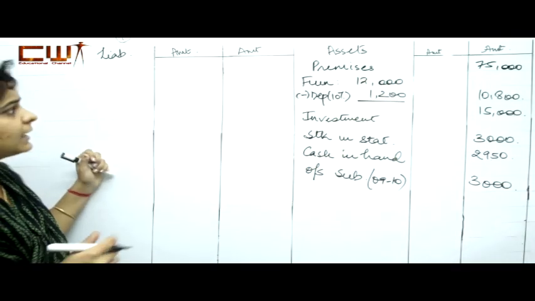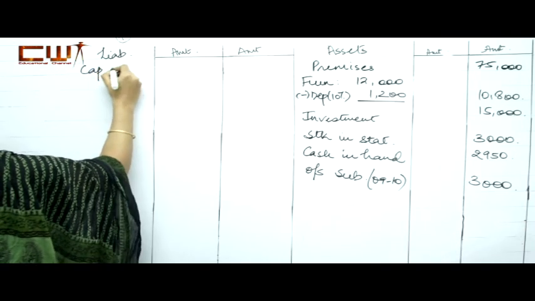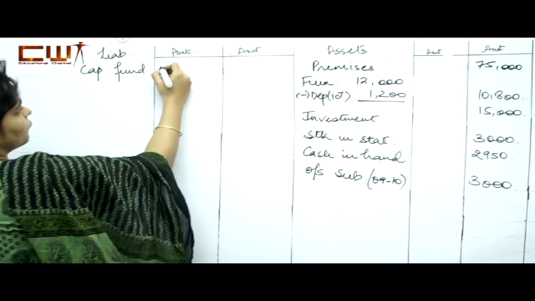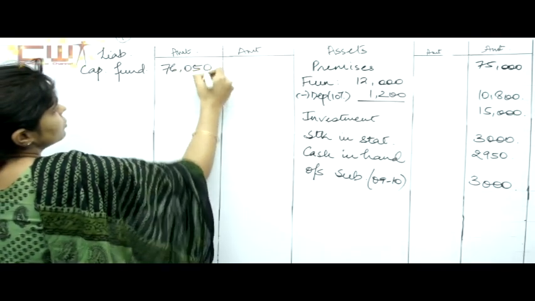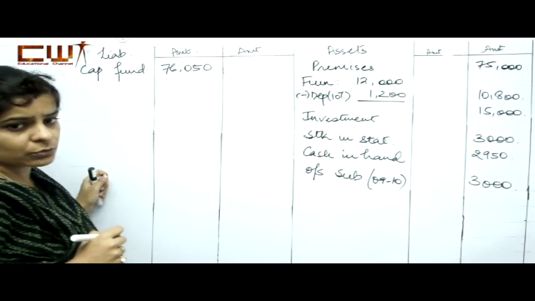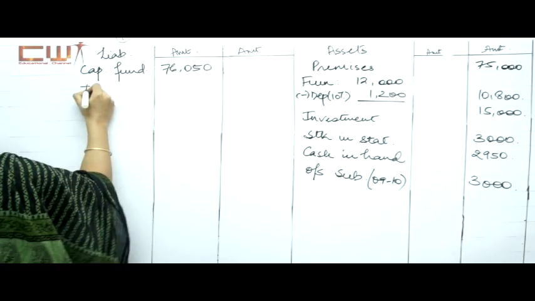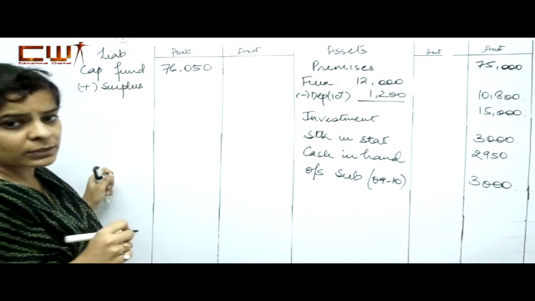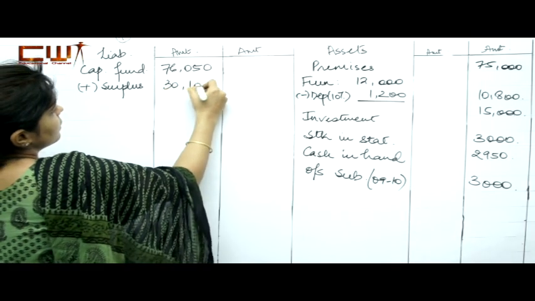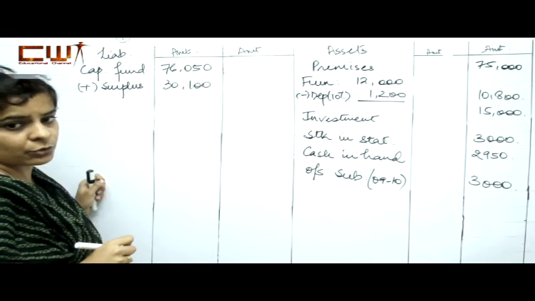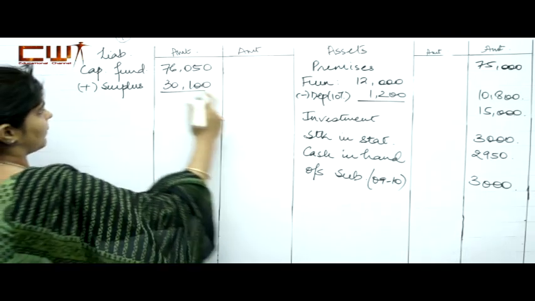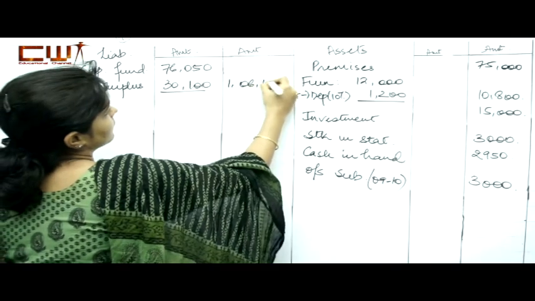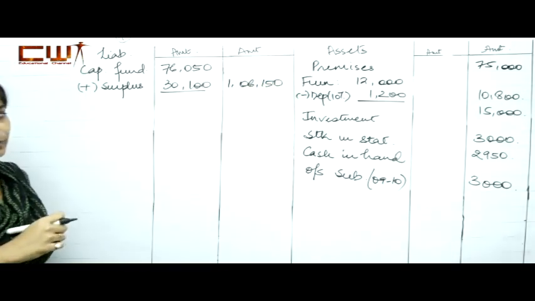Move on to the liability side. They have already given the capital fund. Capital fund is given as 76,050. What you will do is add the surplus to it. Always remember to add the surplus and subtract the deficit. The surplus is 30,100. So your total capital fund will be 1,06,150. Right? This is the total capital fund.